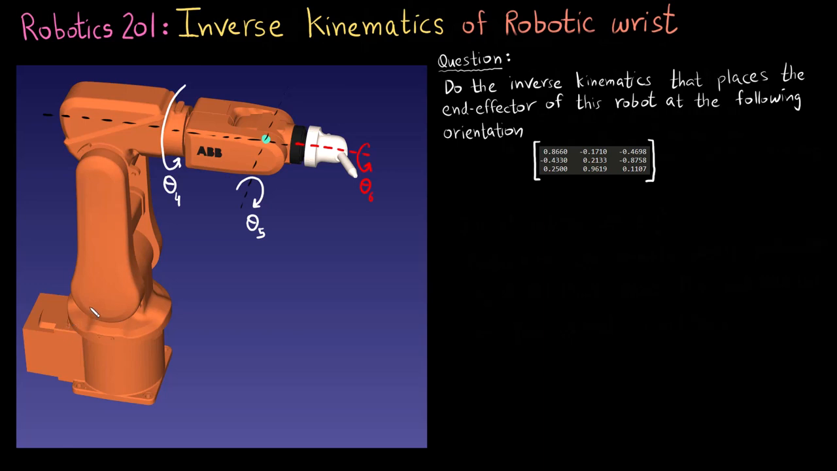Welcome back to Engineering Simplified. In the last video, we talked about the inverse kinematics of a robotic wrist. And in this video, let us do a numerical example to really drill down the concept.